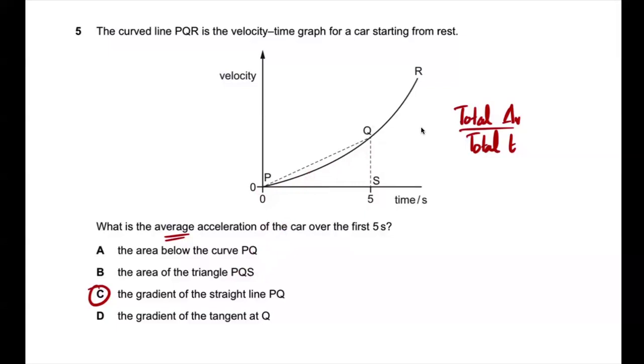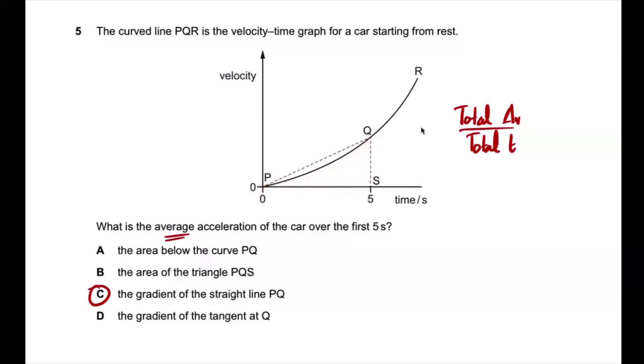So the area below the triangle would be displacement, assuming it uniformly accelerated from this velocity to here. So this would be the displacement in that case. But as you can see here, this is more than the actual displacement, which would be the area under the curve, right?